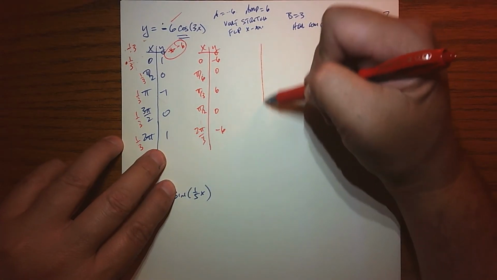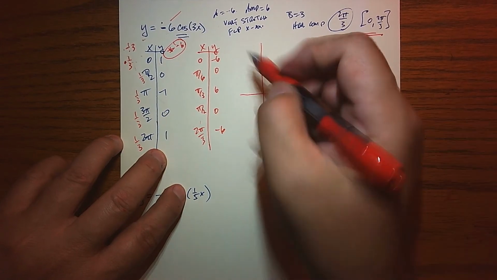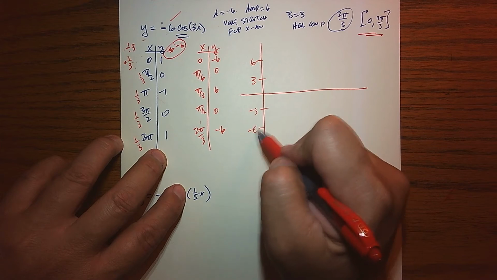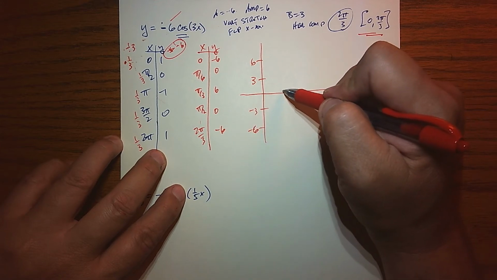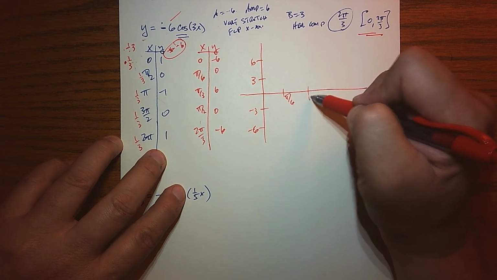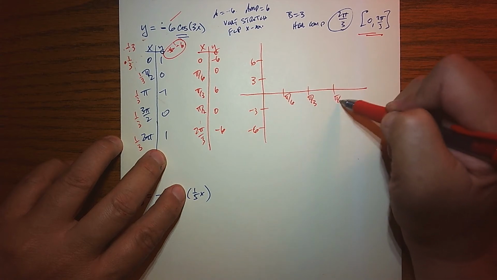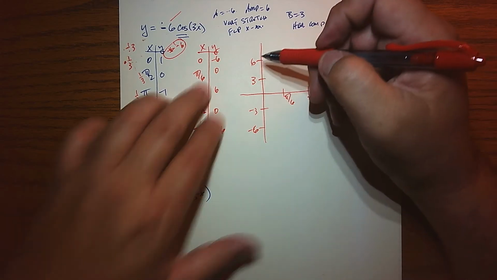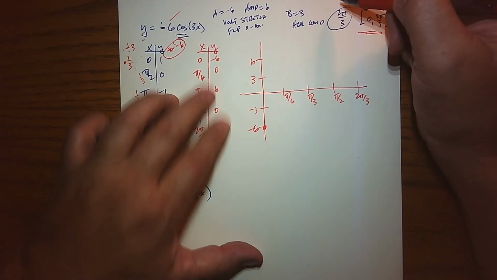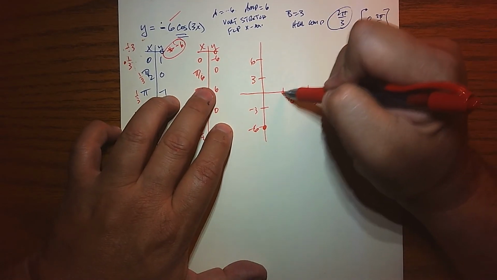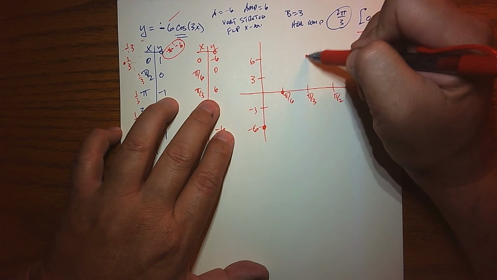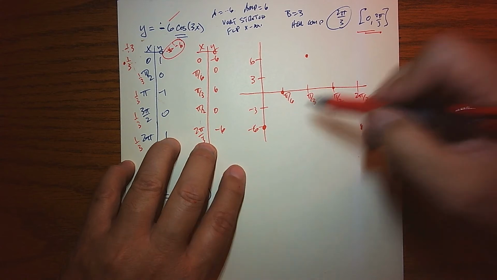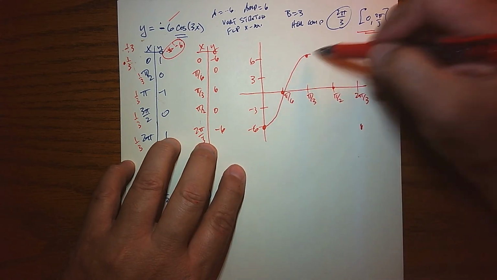So we also have our scale. How about I go in 3s and 6, -3 and -6. And then along our x-axis, we have pi over 6, pi over 3, pi over 2, and 2 pi over 3. So to get one cycle, we're at 0, -6. At pi over 6, we're at 0. At pi over 3, we're at +6. At pi over 2, we're at 0. And at 2 pi over 3, we're -6. So our graph looks like that.